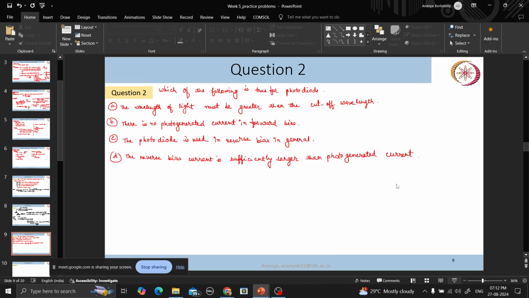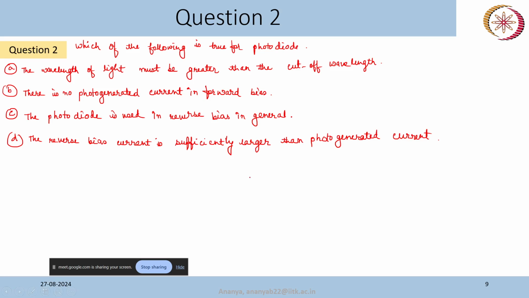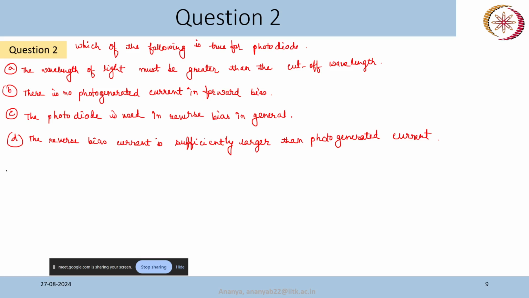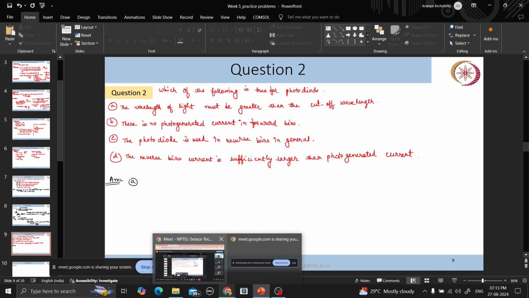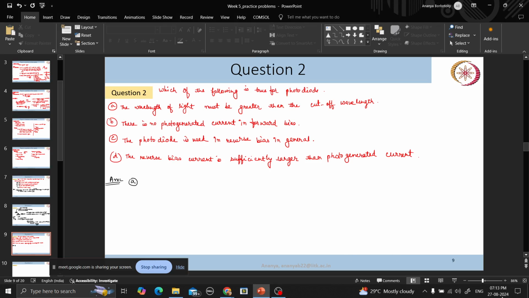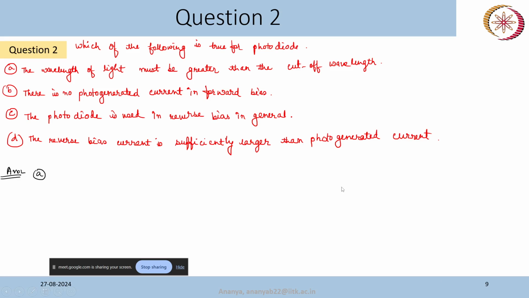No answer. Let's go through these points one by one. So first point, is there any answer? Let's see. Yes, option C is correct. What about others? Others are true or not? Option C is correct. Photodiode is used in reverse bias in general, so that we can actually get a change in current due to photogeneration.